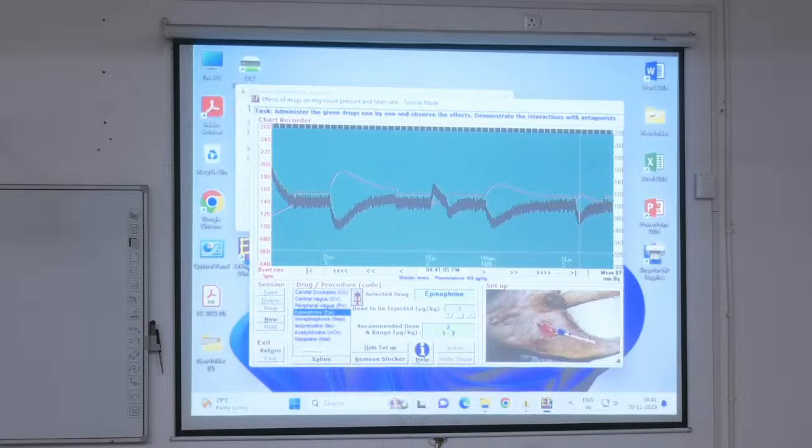Cholinomimetic alkaloids. What are the names? Alkaloid is a natural drug. Neostigmine is not a natural drug, it is a synthetic drug. Pilocarpine. Then there are cholinesterase inhibitors or anticholinesterases. So many drugs are there, of which one is the natural physostigmine, and all other rest are synthetic drugs.